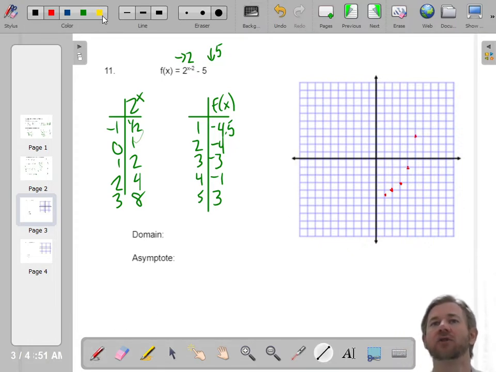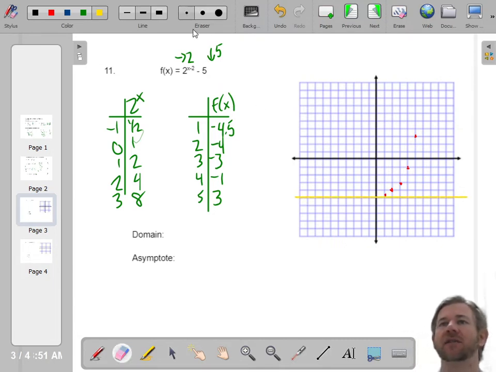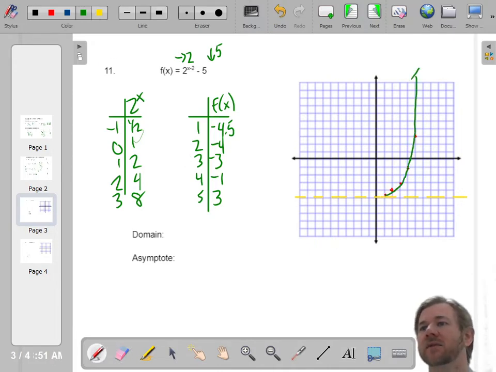So, I'm going to also draw my asymptote. The asymptote for the exponentials follows the vertical shift. So, with down 5, that means my asymptote should be negative 5. And it looks like it is. So, when I draw it, it's real steep. And then it has an asymptote, so it levels off.